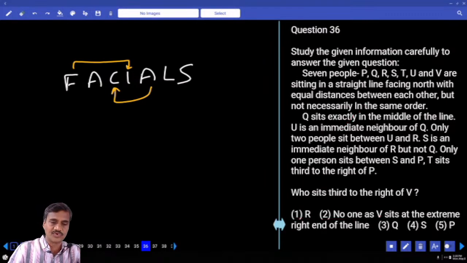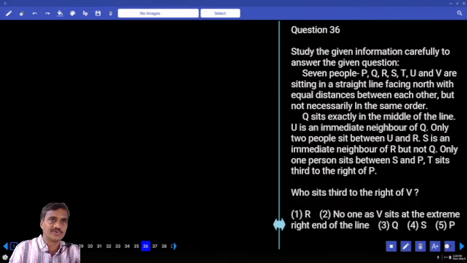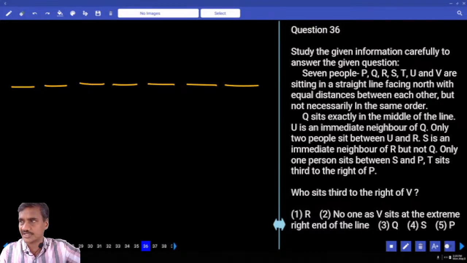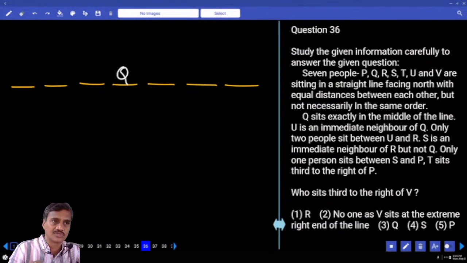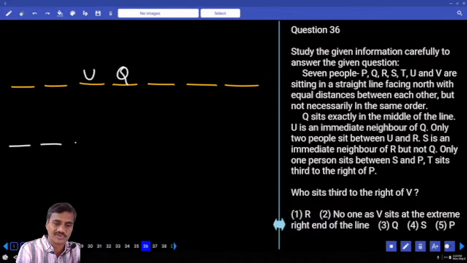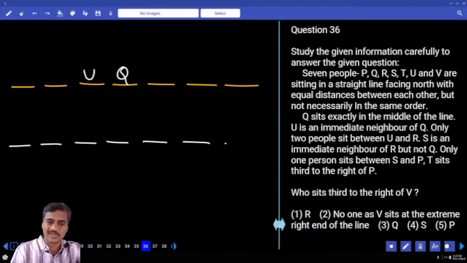Then 36 to 40, it is based on 7 people. And who are those 7? P, Q, R, S, T, U, V. They are seated in a straight line facing north. Q sits exactly in the middle of the line. Exactly in the middle means 4th position. And U is an immediate neighbor of Q. How many possibilities? 2 possibilities. U can be on the left hand side or on the right hand side.